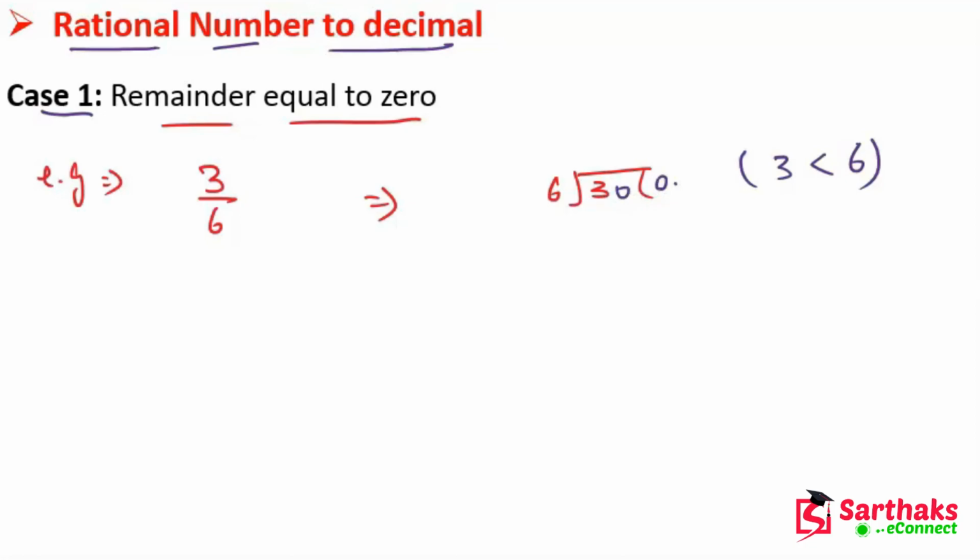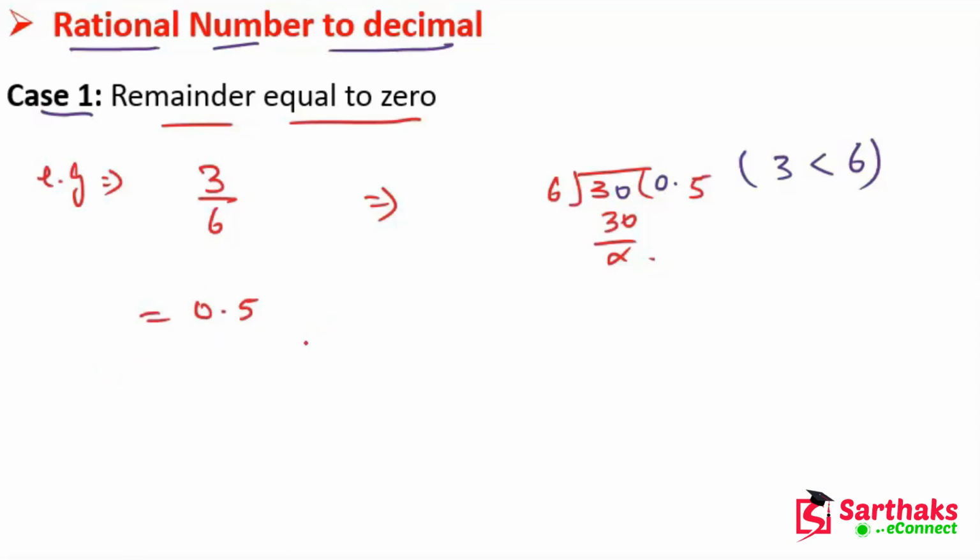So now this will become, my dear friends, here is, if we solve this, how many times can it go? So 5 times, so we have 30. So this will become, my dear friends, 0.5. So the decimal expansion of 3 upon 6 is what? 0.5. Okay, I hope you get this one.